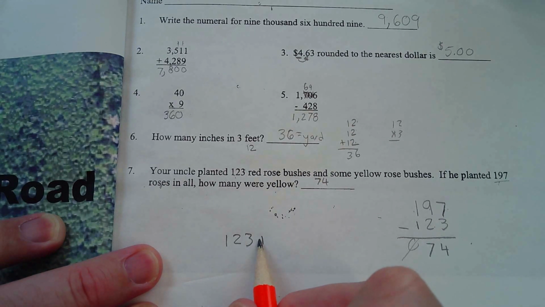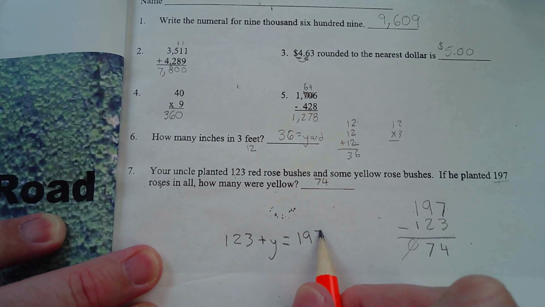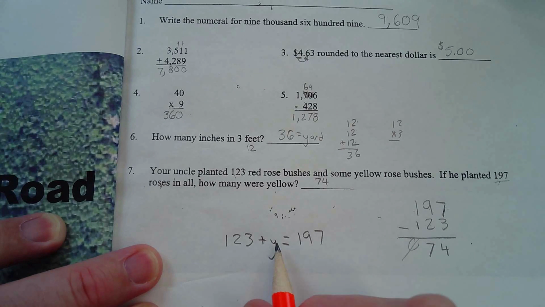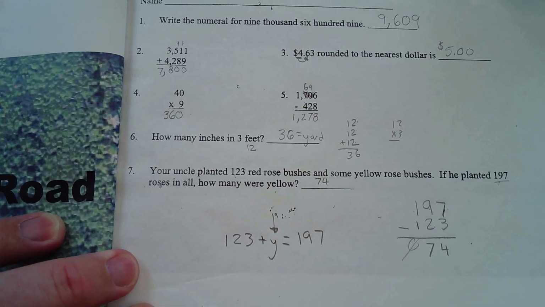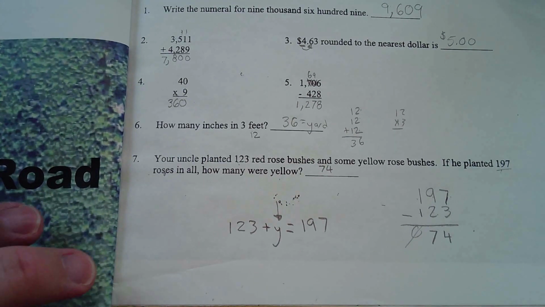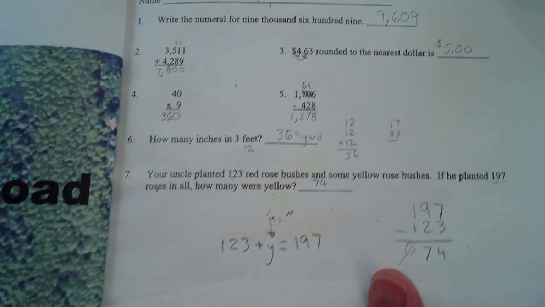123 plus y equals 197. And then they would have you solve for y. Y is going to be our mystery number of yellow rose bushes. So this is what it would kind of look like algebra-wise. But for us, we can just do the subtracting and move on with our day.